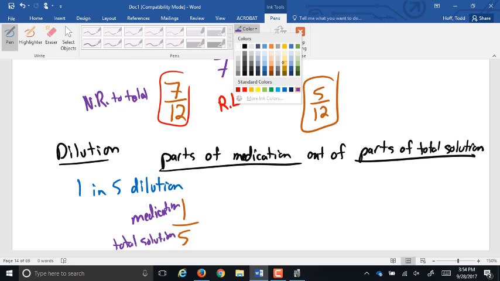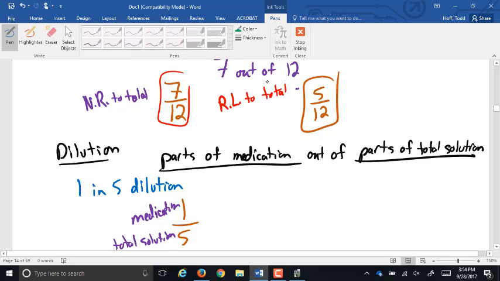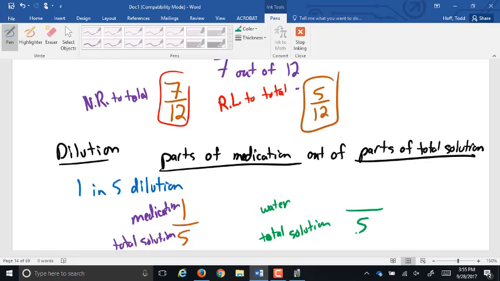Now, we're not going to get real deep into the medical side of this, but in a dilution, you have the medication and then the rest of it is sterile water that is mixed with it. So if 1 part out of 5 is medication, we can come up with the ratio of water to total solution, because the total solution is still 5 parts. How many of those parts are water? 4. 1 part's medication, 5 minus 1 leaves us with 4 parts water.